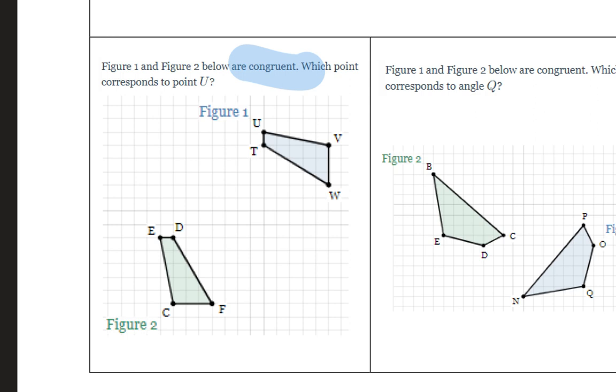But let's look. If we think about it, it kind of crosses over that line right there. So U corresponds with E, right? That's going to be with point E.